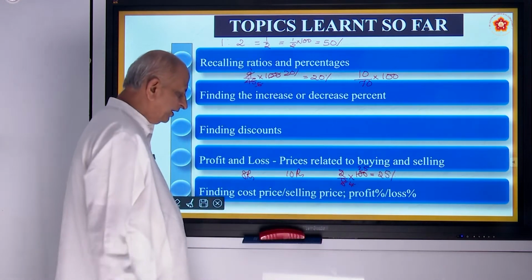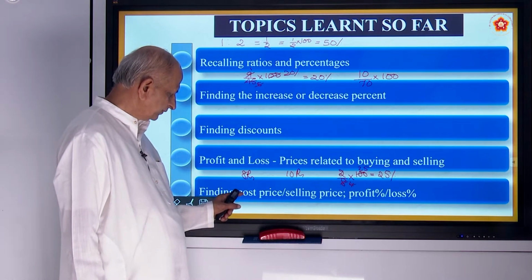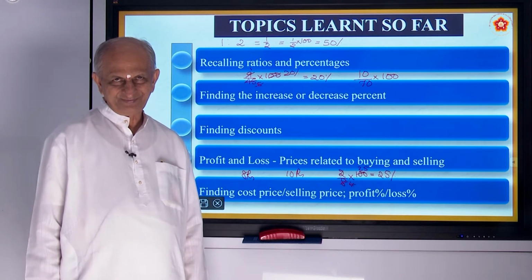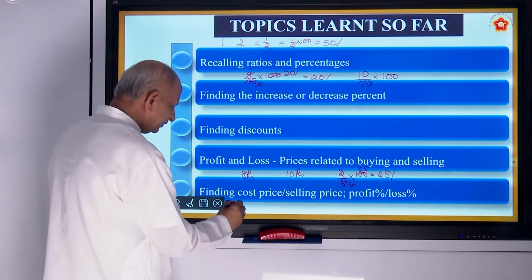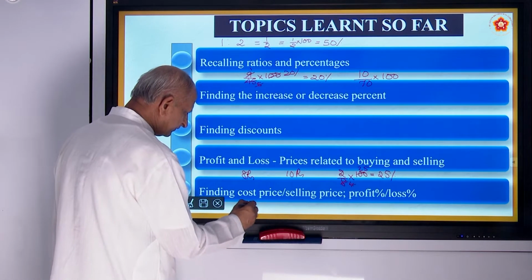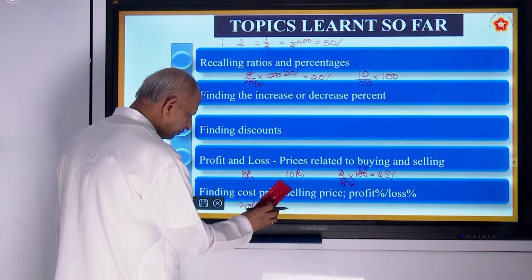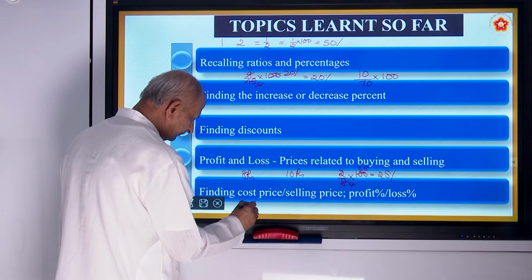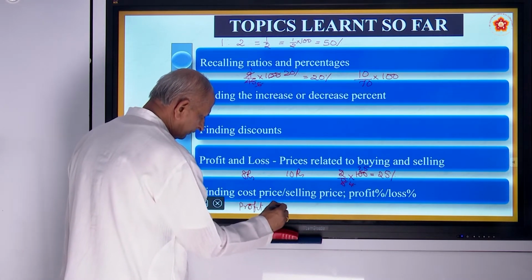The same way there will be loss also. If the cost price is more than the selling price, then there will be loss. Correct? So profit means selling price minus cost price. Profit is equal to selling price, we call it SP, minus CP.